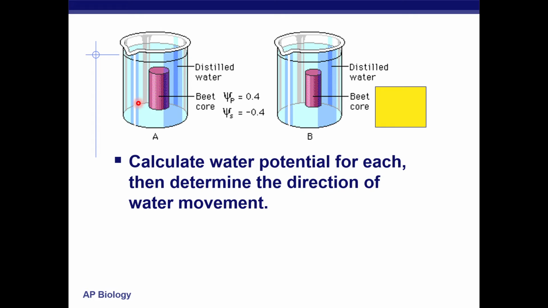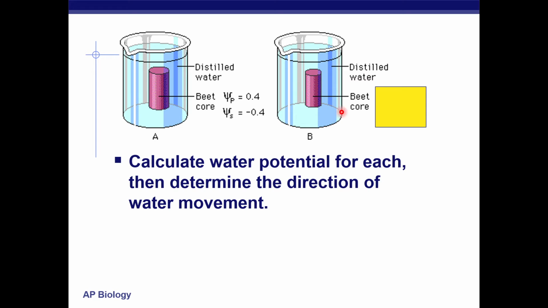That means that this solution and the cells in the solution are in a dynamic equilibrium. So the beet core is isotonic to the distilled water. The distilled water is isotonic to the beet core, because remember we have to compare them. So there's a dynamic equilibrium. Water molecules are still moving back and forth, but they're moving back and forth equally. So there's no net movement in one direction or another. So the water potential for this would be 0.